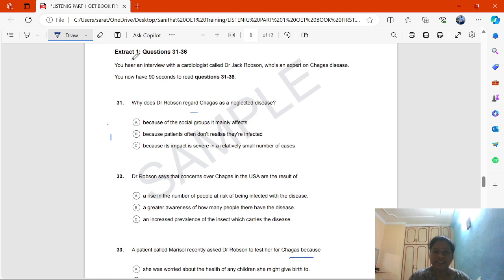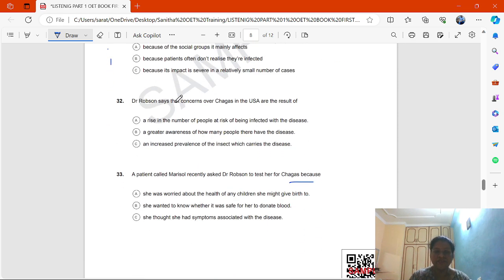You have 90 seconds to read the questions, so you have to utilize this time to understand the questions and underline the keywords. Here, first question: why does Dr. Robson regard Chagas as a neglected disease? This is the keyword. Second question: Dr. Robson says that concerns over Chagas in the USA are the result of a.